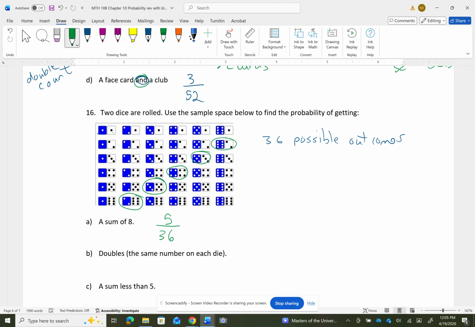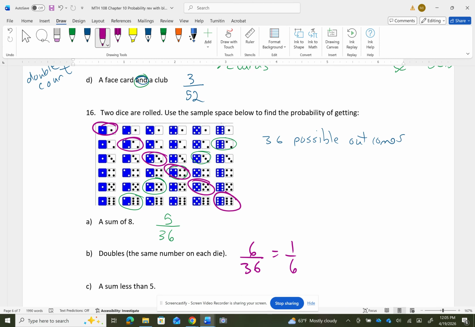Okay. Now, this one is asking us for the probability that we'd get doubles. Okay, so doubles would be the same thing on both dice. So here's the ones that are doubles. So there's 6 possibilities out of the 36. So we have a 1 out of 6 chance. Okay, so the probability of getting doubles is 1/6.